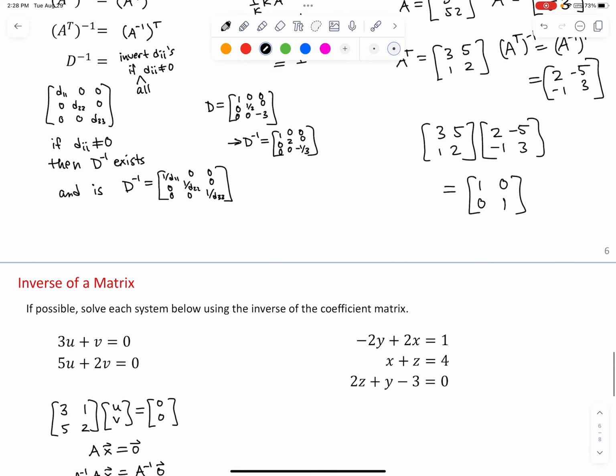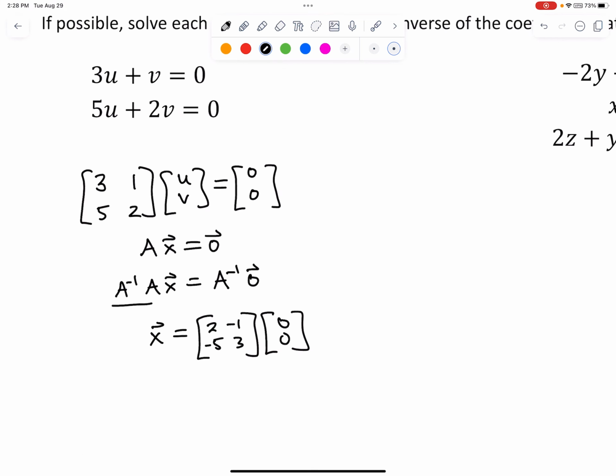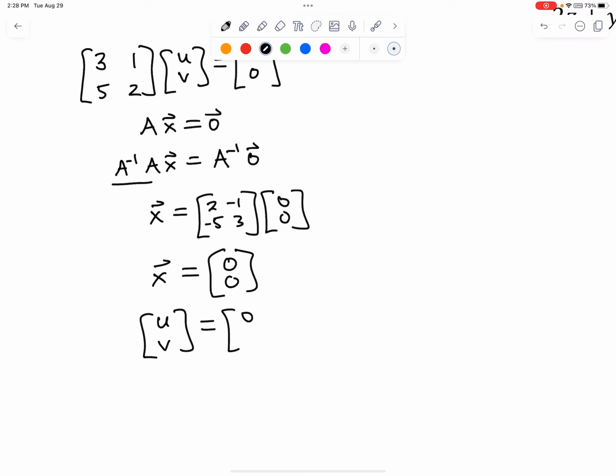And we've said that the inverse was 2, negative 1, negative 5, 3. That was the inverse. But when I multiply this matrix times the 0 vector, I'm going to get the 0 vector back. So both u and v have to each be 0. This is our only solution.